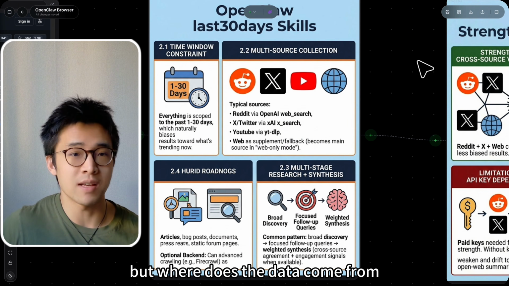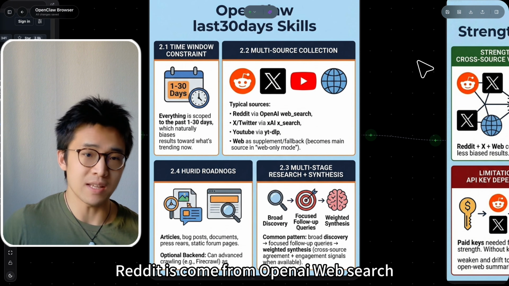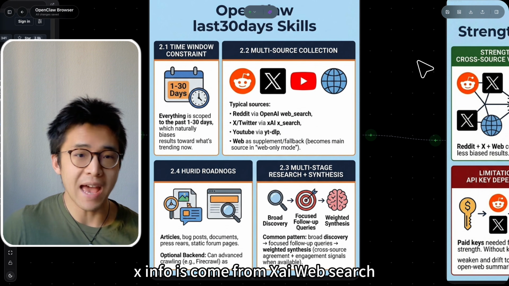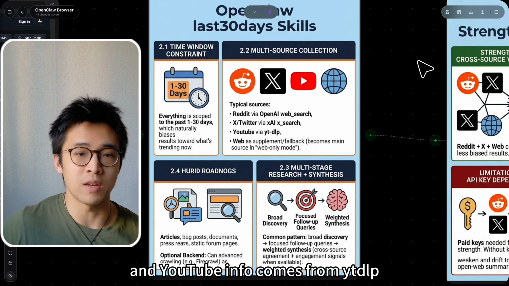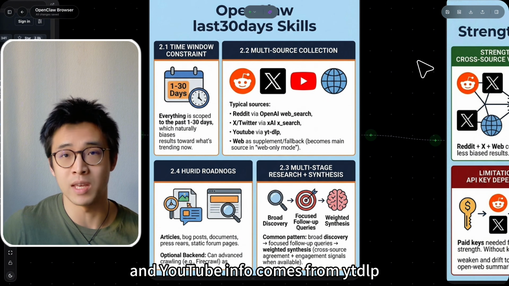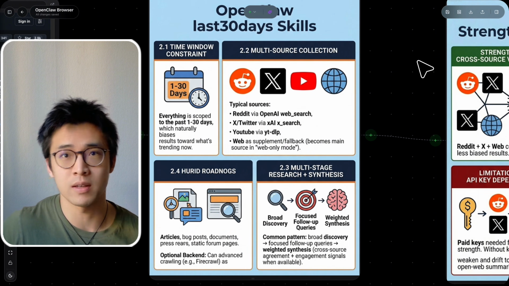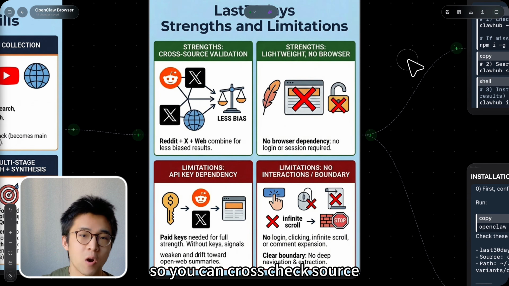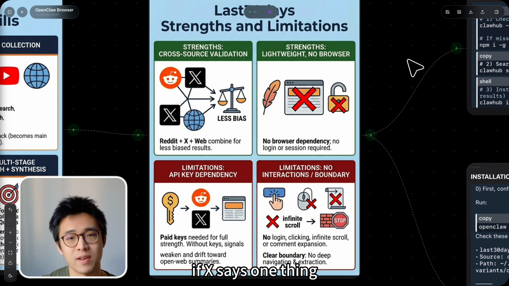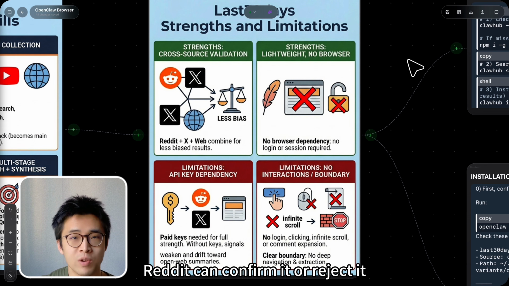But where does the data come from? Reddit info comes from OpenAI web search. X info comes from the xAI web search, and the YouTube info comes from yt-dlp, which is an open source library. For the pros, it covers the 3 big platforms, so you can cross-check sources. If X says one thing, Reddit can confirm it or reject it.